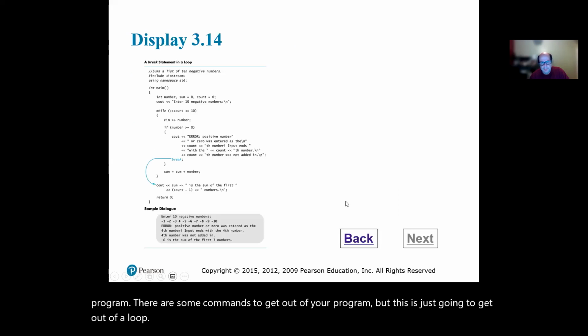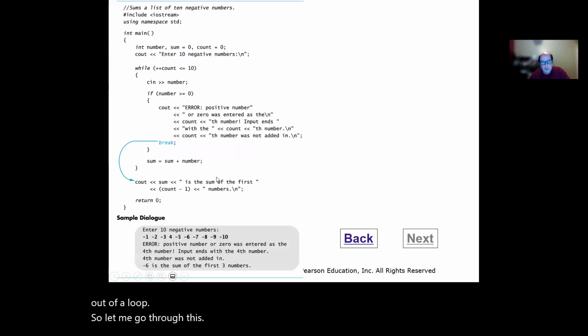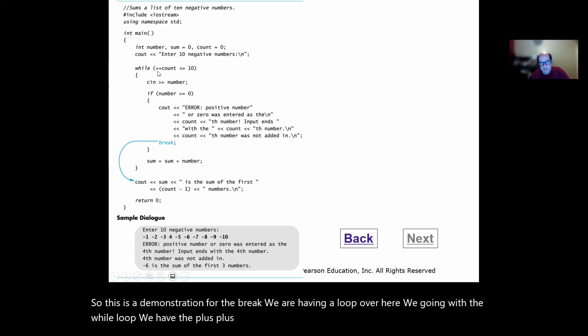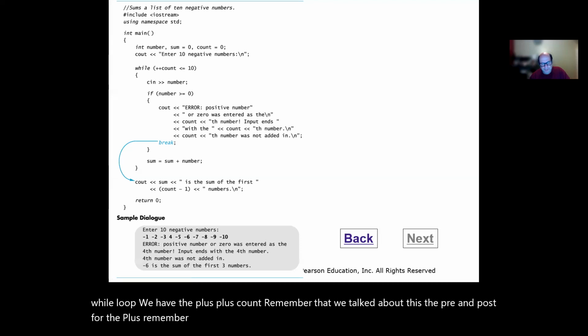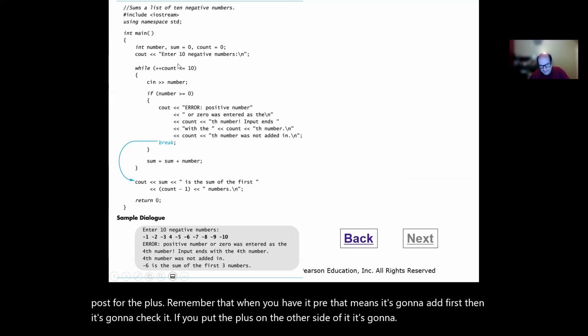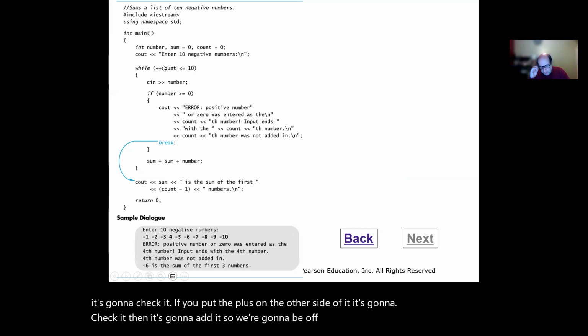So let me go through this. This is the demonstration for the break. We have our loop over here. We're going with the while loop. We have the plus plus count. Remember that we talked about the pre and post for the plus plus. When you have it pre, that means it's going to add first, then it's going to check it. If you put the plus plus on the other side of it, it's going to check it, then it's going to add it. So we're going to be off by one. We've got to practice this and remember this as we go along.